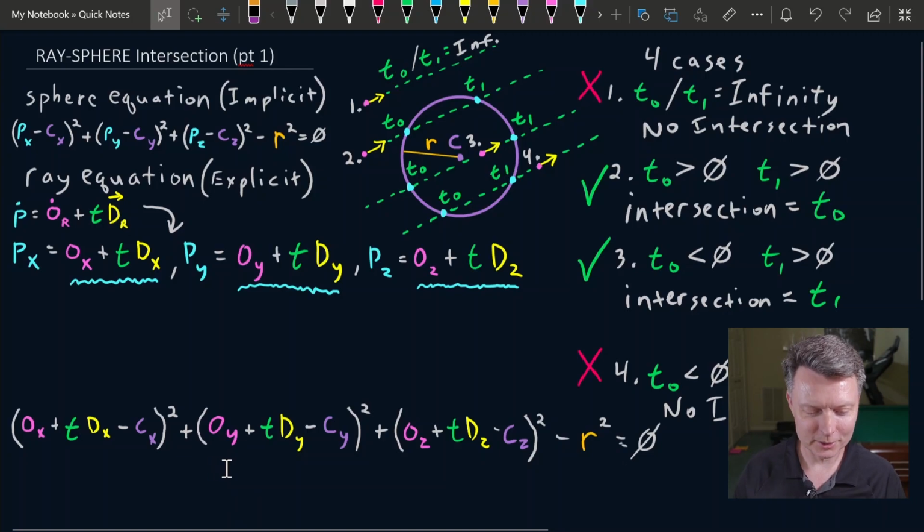Whew, that was a lot of math there. So let me make sure I did this right. So each time we see the px, we replace it with what px is in terms of the ray. So px equals ox plus t dx. So I have that here. And then minus cx, all that squared, plus, then we do the same for the y's. So oy plus t dy is right here, minus cy, all of that squared, plus pz, which is equal to oz plus t dz. So I put that down here, oz plus t dz minus cz, and then all that squared, and then finally minus r squared equals 0. So I think I got everything correctly there.